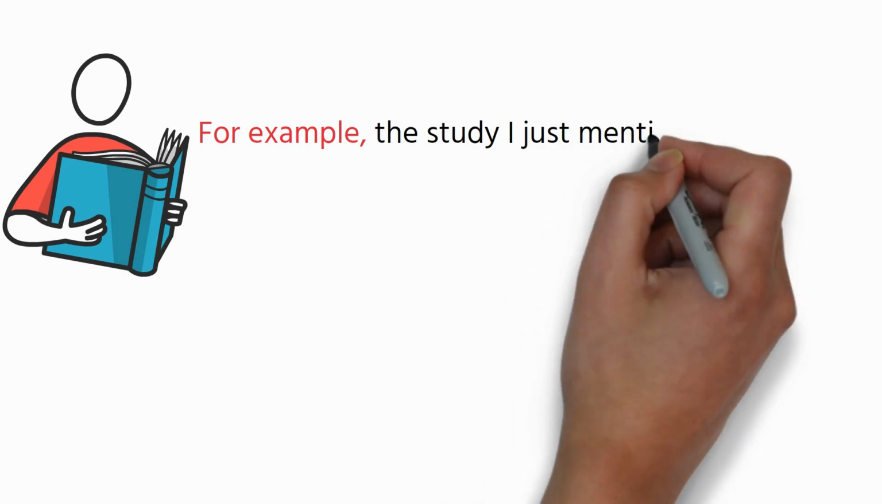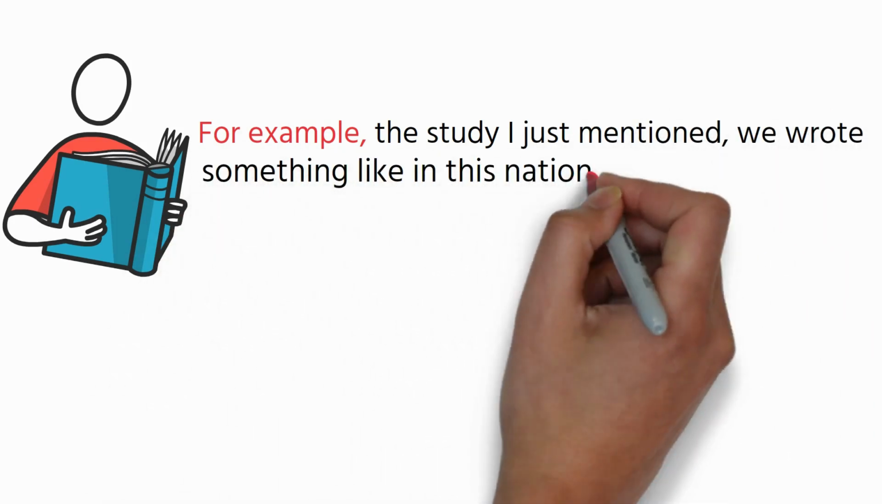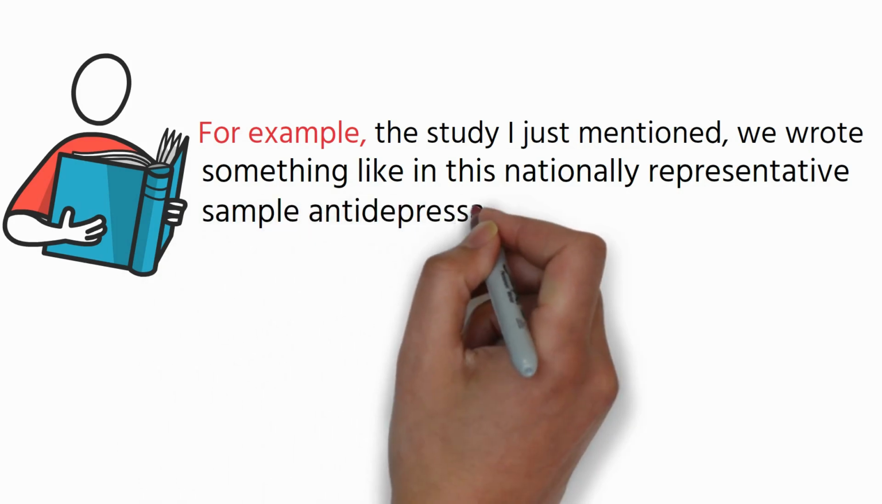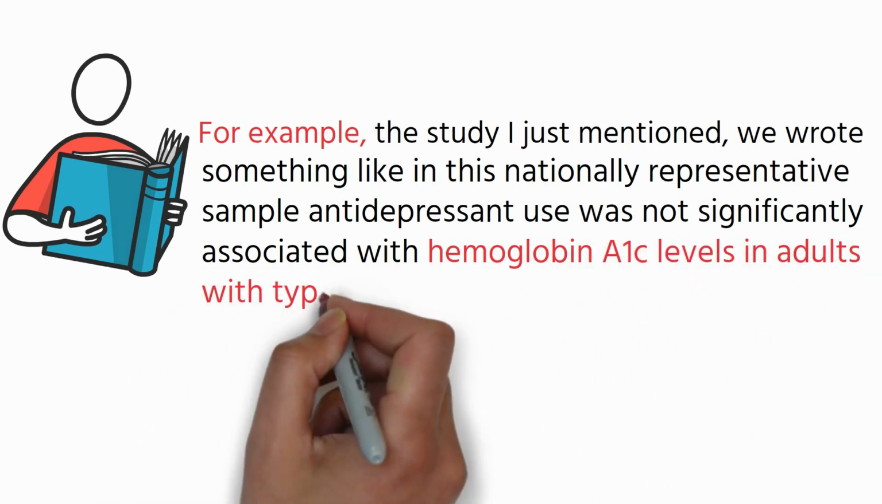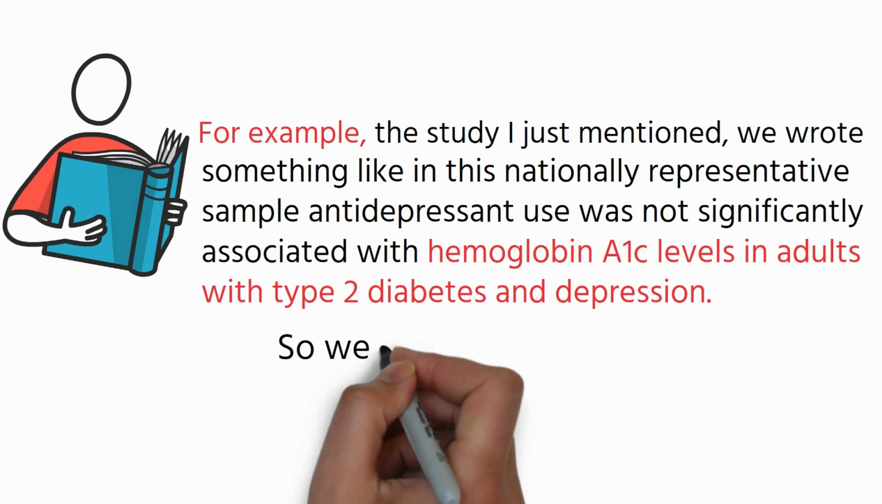So once you have your objective in mind, and then you also have your paper in mind and your objective or your hypothesis or what you want to discuss, the first step in the opening paragraph of your discussion segment should always highlight the key results. That's our recommendation, right? For this study, for example, the study I just mentioned, we wrote something like, in this nationally representative sample, antidepressant use was not significantly associated with hemoglobin A1C levels in adults with type 2 diabetes and depression, right? So we set a clear tone.